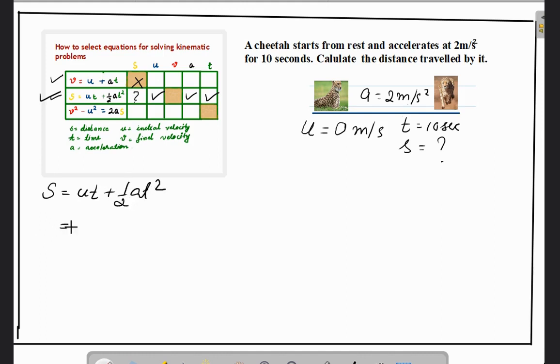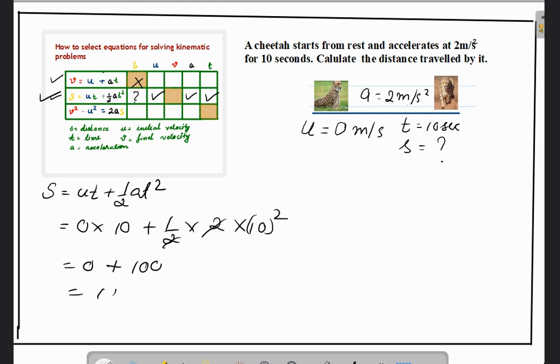Let's solve the problem. u is 0, time is 10, plus half, a is 2 meter per second square, and time is again 10, and this is squared. So 0 into 10 is 0, the half cancels, plus 10 times 10 is 100. So it is giving us 100 meter. That means my cheetah travels 100 meter in this case. Now let's move to the next question.